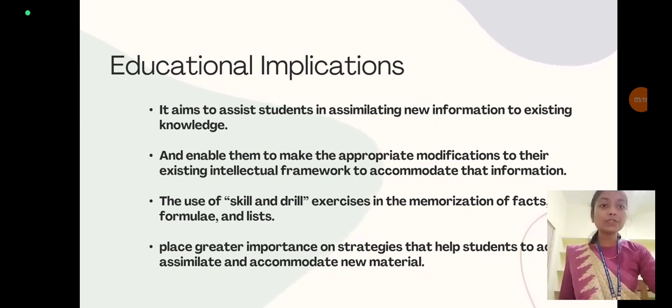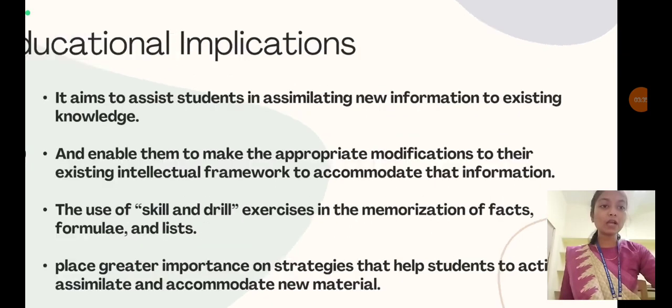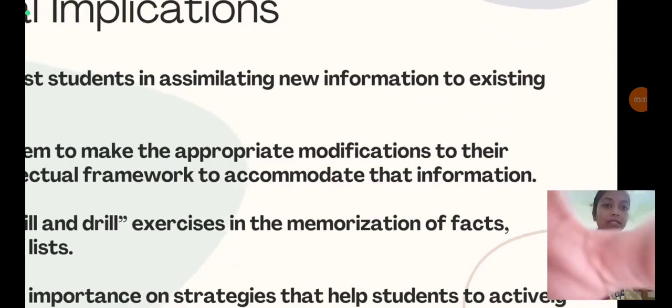There are some educational implications. It aims to assist students in assimilating new information to existing knowledge, and it enables them to make the appropriate modifications to their existing knowledge. The next is the use of skill and drill exercises in the memorization of facts, formulas, and lists. So it helps students to assimilate and accommodate new materials.